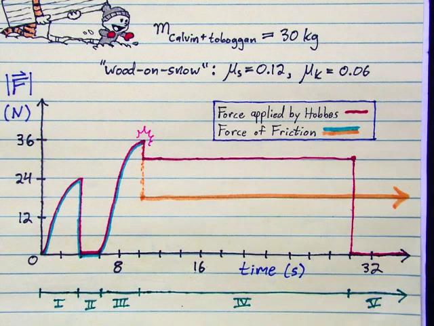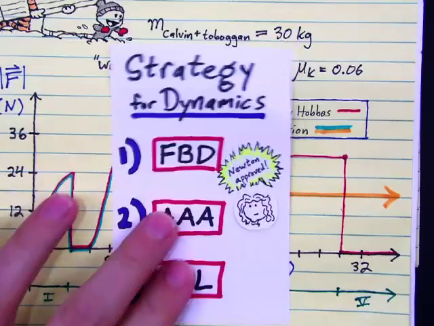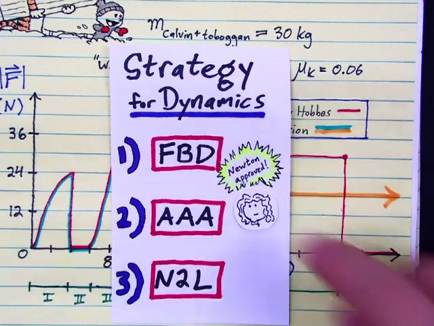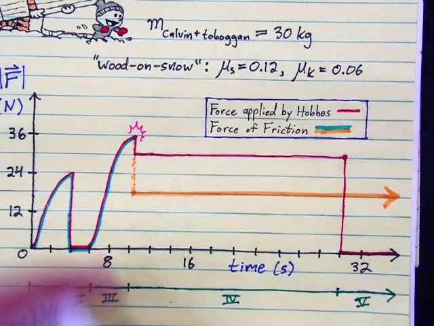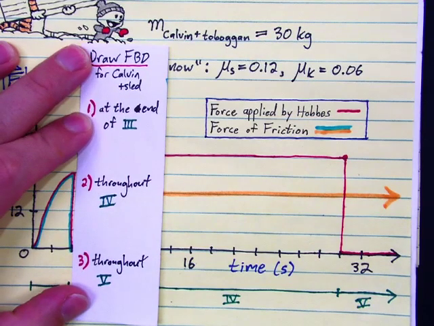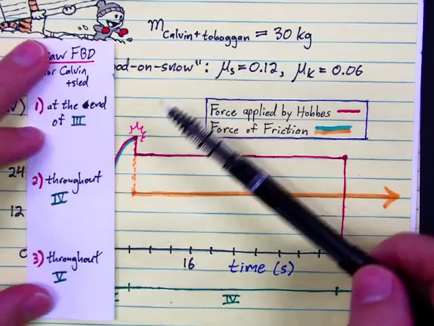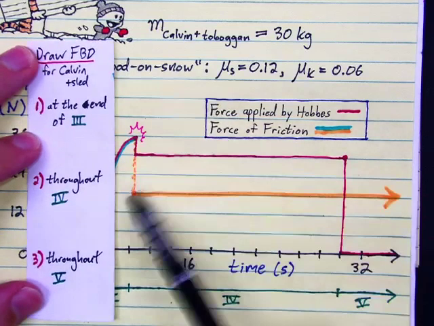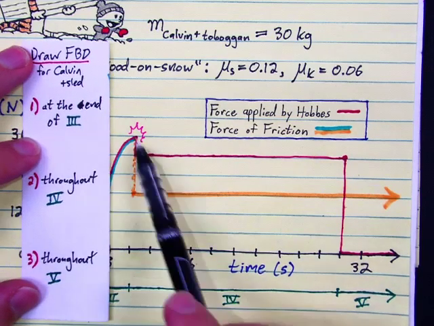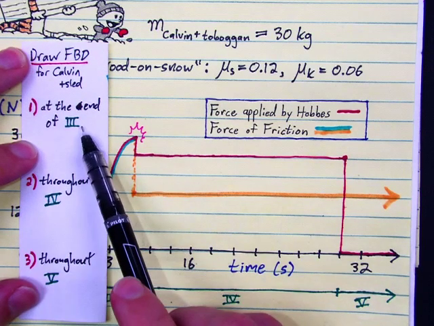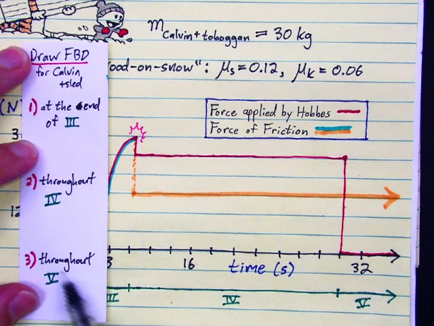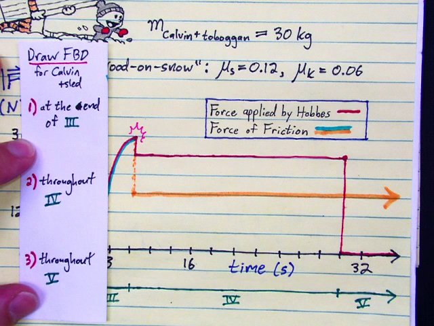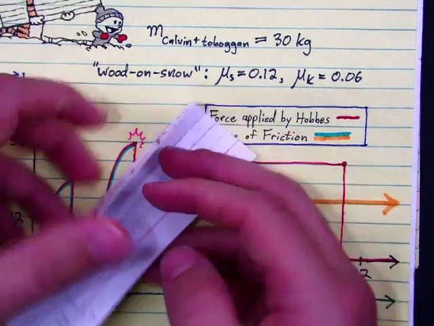Next, I would like you to apply dynamics to this scenario. Starting with free body diagram and aligning your axes with the acceleration, use those steps to draw free body diagrams for Calvin and the sled at these three times. At the end of period 3, so at this moment just before we break static friction, and then throughout time period 4, and then throughout time period 5. Draw an FBD for each of those. Pause the video. Ready? Okay, here are the FBDs.